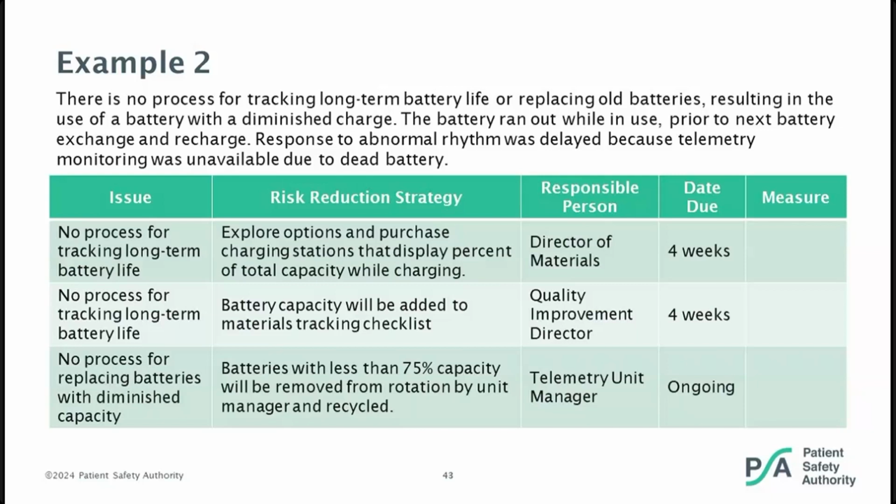There's no process for replacing batteries with diminished capacity. So batteries with less than 75% capacity are going to be removed from rotation by the unit manager and recycled. The responsible person for that's going to be the telemetry unit manager. And again, that's going to be something that's going to be ongoing into the future.